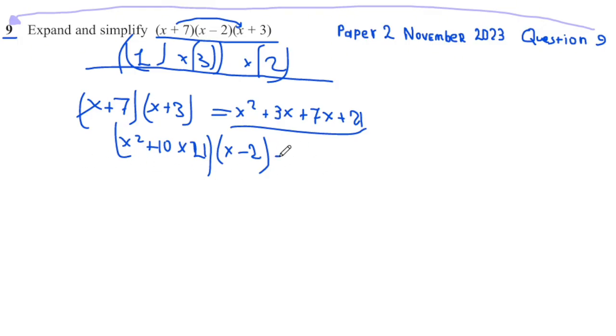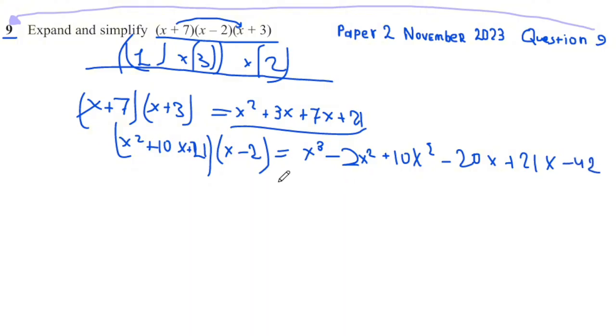So now what we've got here is x squared times x, as I said before, which will give us x cubed. And then x squared times minus 2 will give us minus 2x squared. Then we got plus 10x times x, which will give us plus 10x squared. Then 10x times minus 2 will give us minus 20x. And then 21 times x will give us plus 21x, and 21 times minus 2 will give us minus 42.